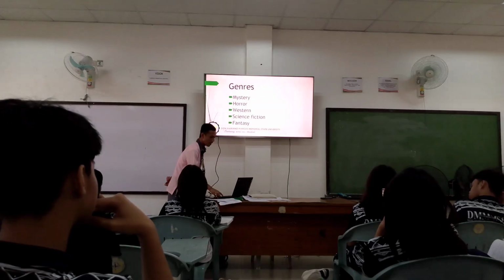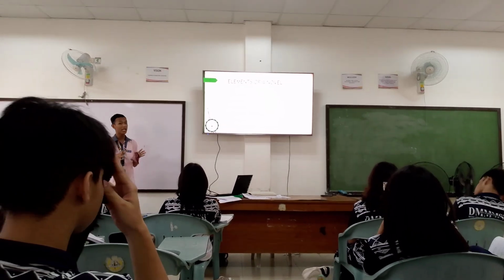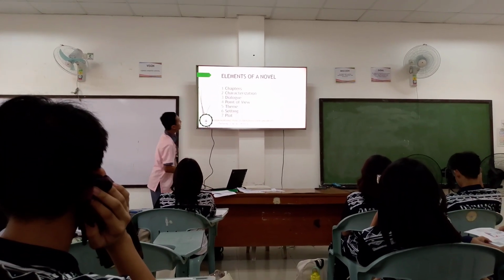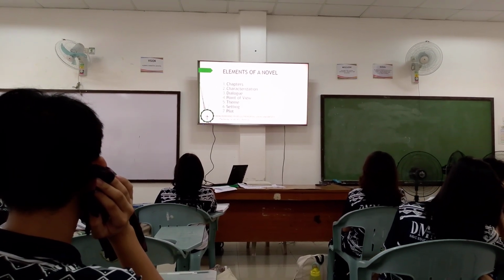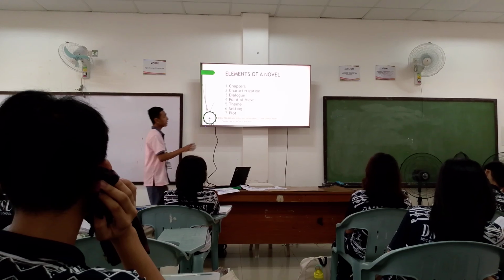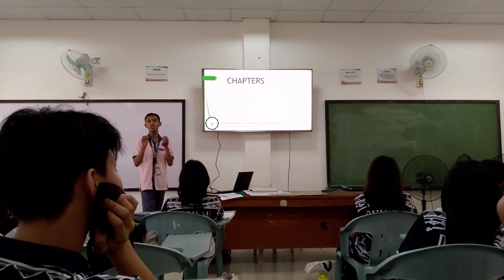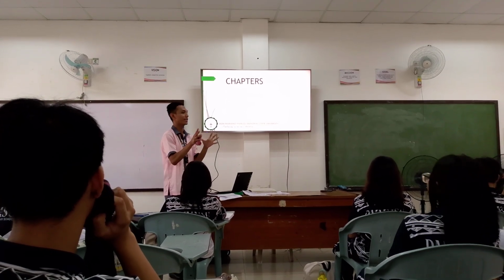Okay? So let us proceed now to our main discussion, which is the elements of a novel. There are 7 elements of a novel. These are chapters, characterization, dialogue, point of view, theme, setting, and plot. So let us first discuss the chapters. What do you think is a chapter? Or what is your idea about chapters?